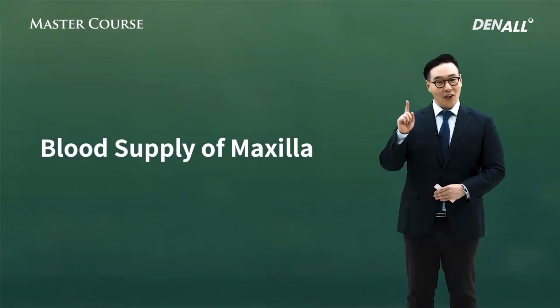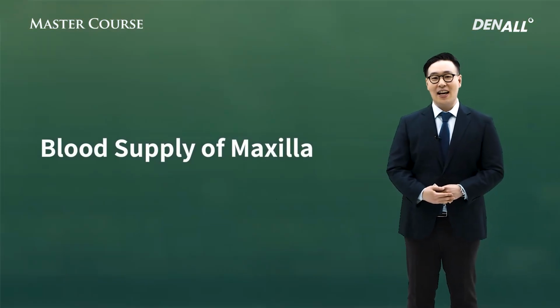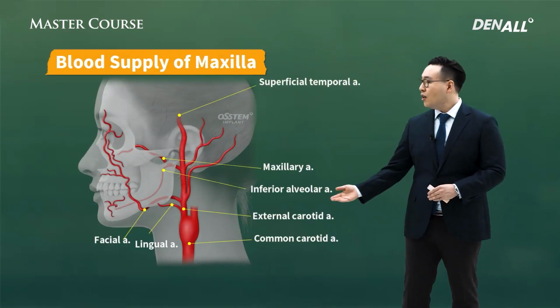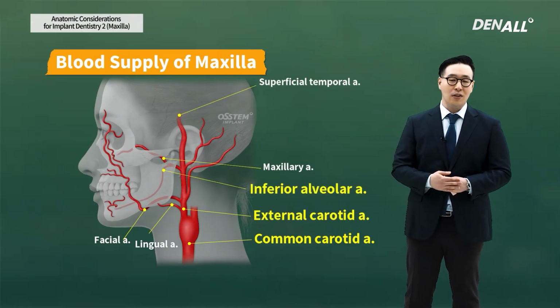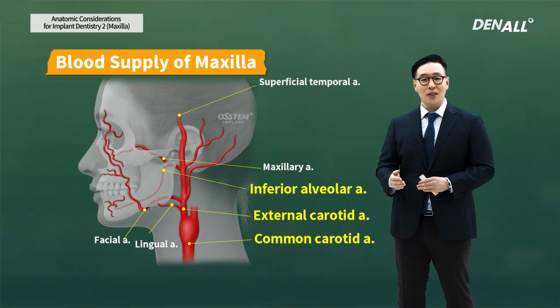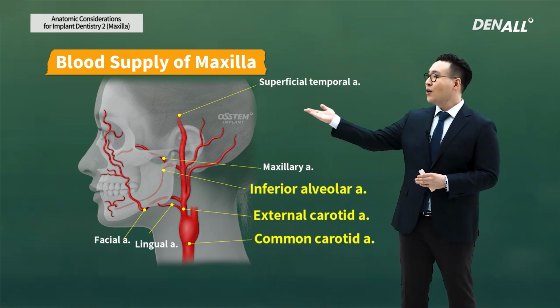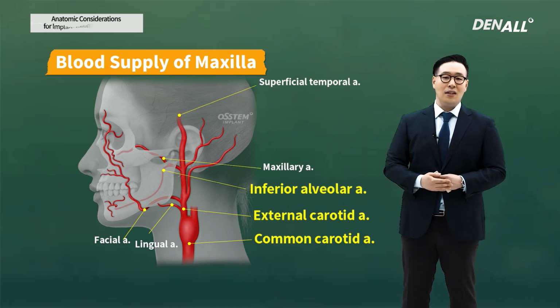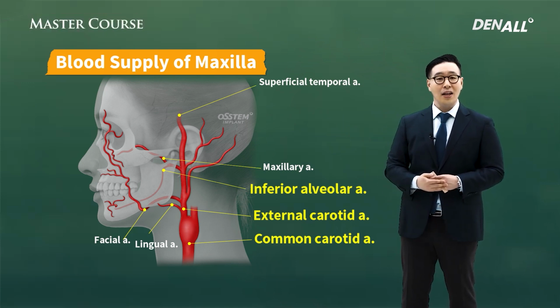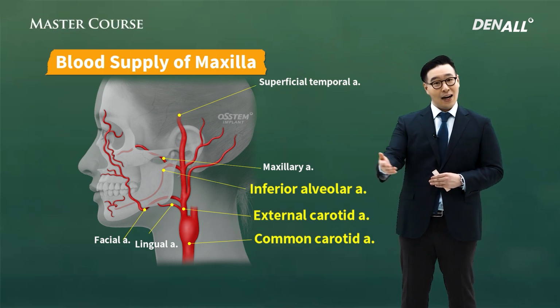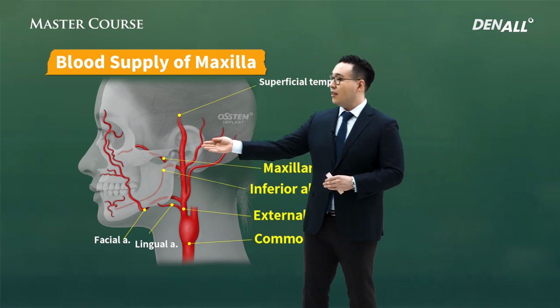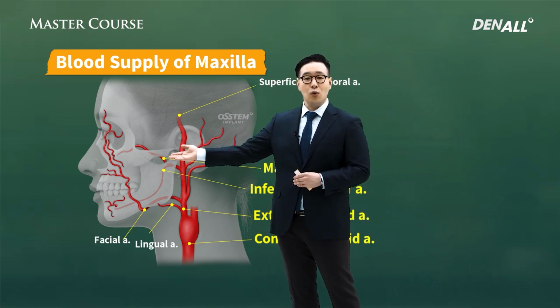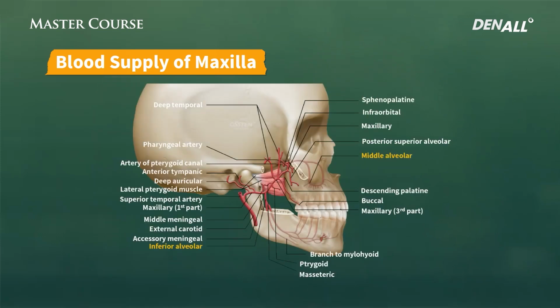Secondly, let's talk about the blood supply of the maxillary side. From the heart, the common carotid artery comes up and is divided into the external carotid artery and the internal carotid artery. The internal goes to the brain, and the external carotid artery provides blood to the face and neck. You are probably very familiar with this information. Of that, the maxillary artery supplies blood to the maxillary side.